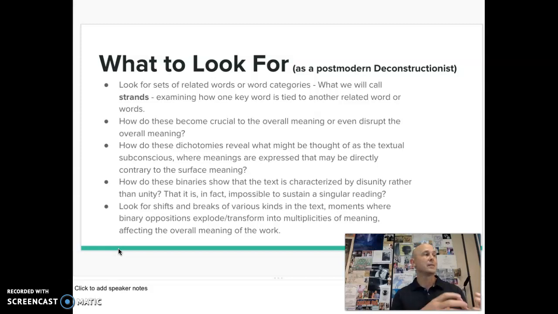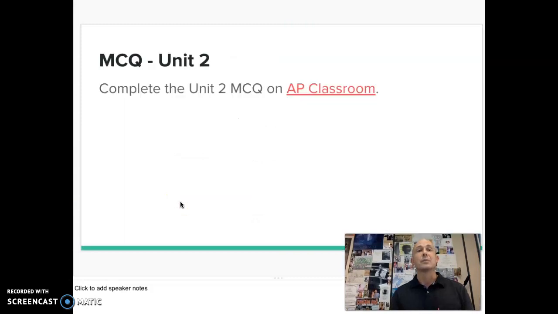So can disempowerment shift into empowerment? Can submission turn into aggression? Be watching for those things and how these binaries start to shift a little bit over time. I think that's going to be interesting.